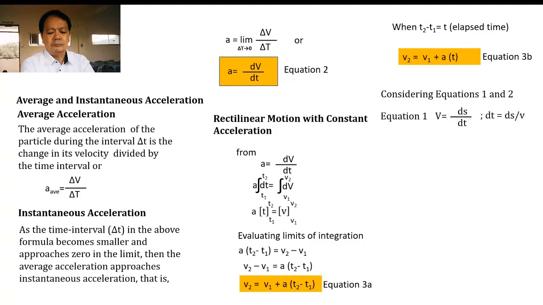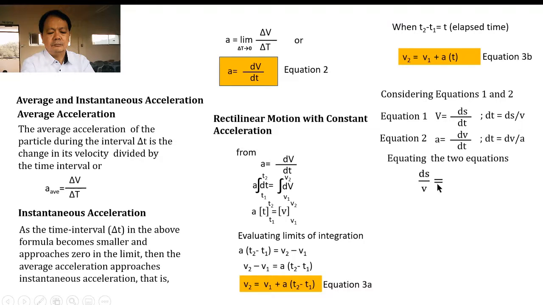Samantala, yung ating equation 2, and from this equation, you can find that dt shall be equal to ds over the velocity, the ratio of ds over the velocity. While equation 2, which is acceleration equal to dv over dt, from here our dt will be equal to dv over a.